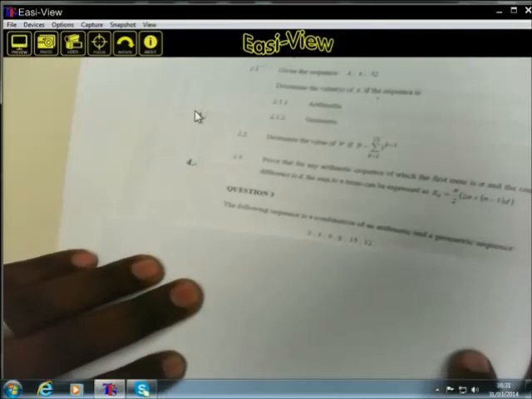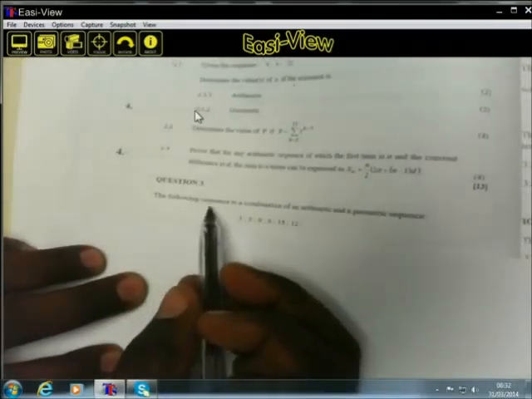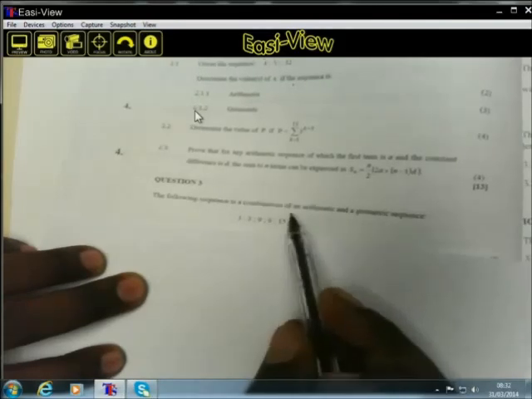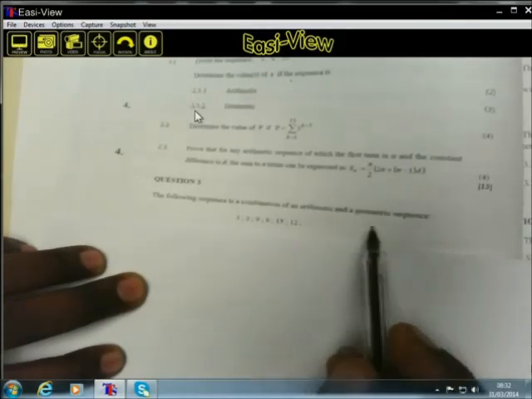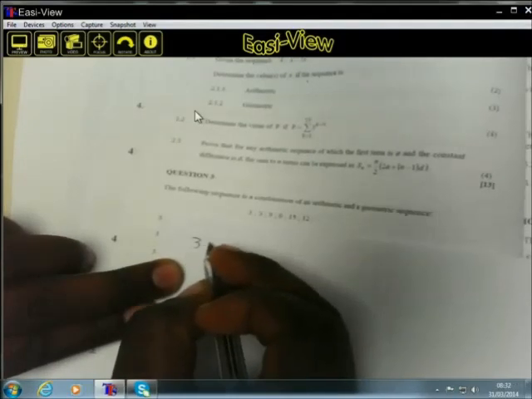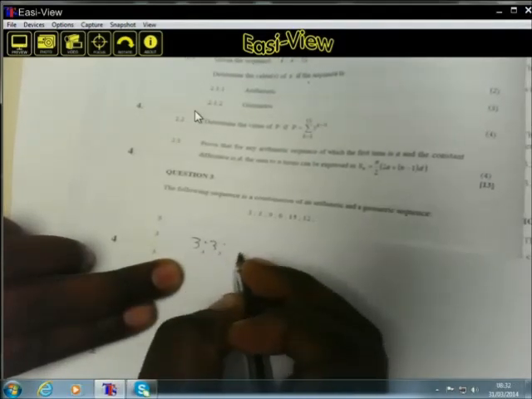Now let's take another example. Now I want us to look at question 3. They say here, the following sequence is a combination of an arithmetic and a geometric sequence. They are talking here about arithmetic and geometric sequences, but here we are given the combination.